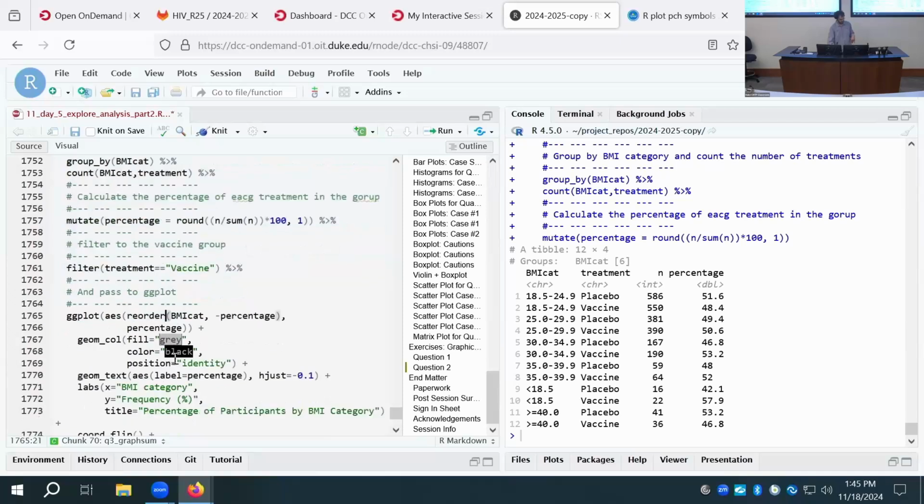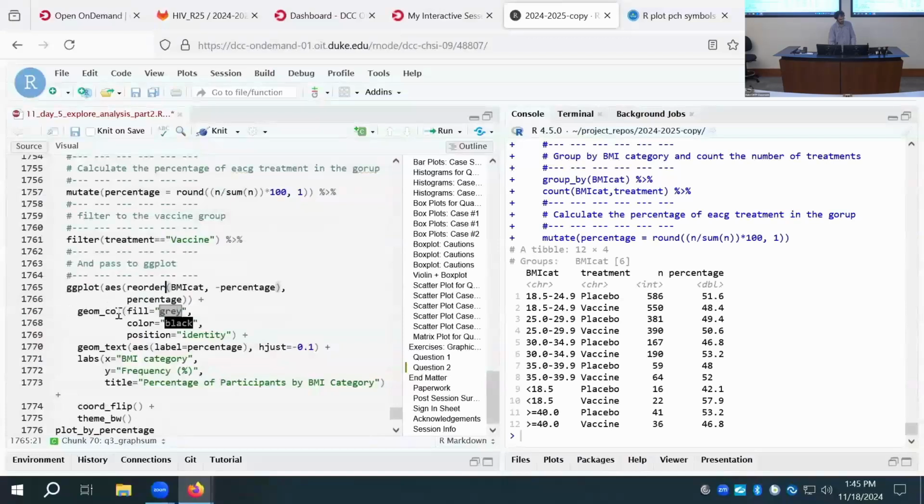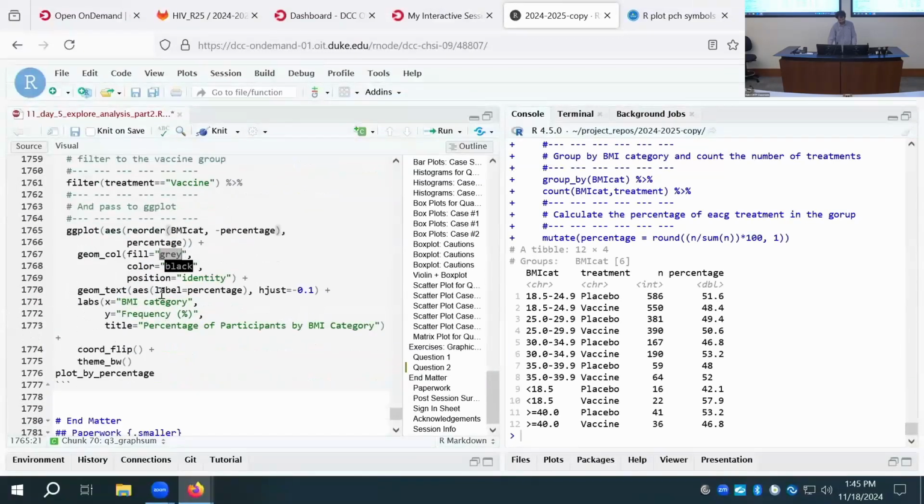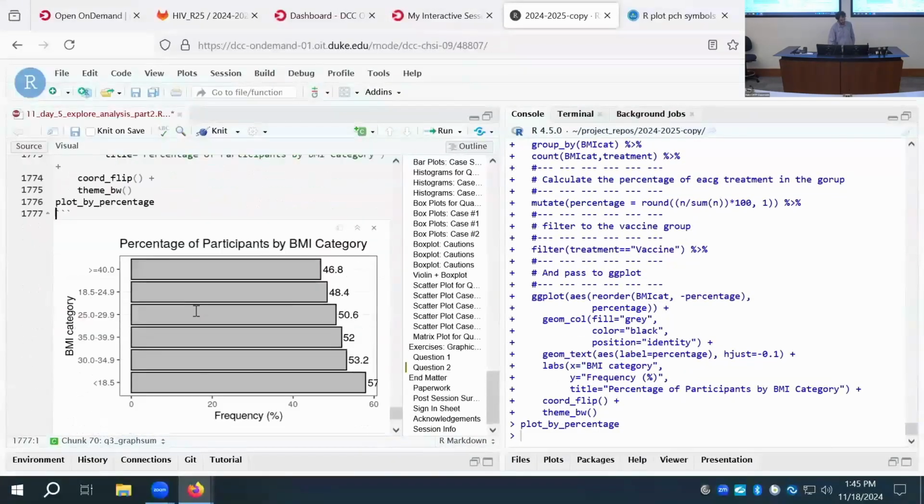And then we'll just plot. We'll do the geom call for the bar plot, and so forth. Plot by percentage, we'll have the breakdown of how many received the vaccine within each of the BMI categories. So in the BMI greater than 40, about 47% received the vaccine, in that 18.5 to 24.9, 48.4, and so forth.